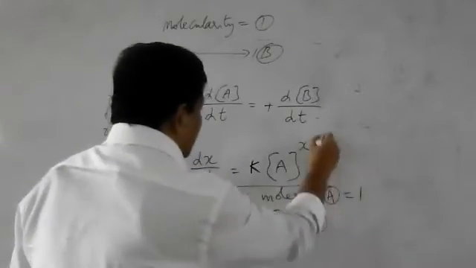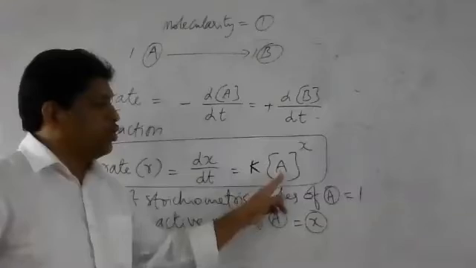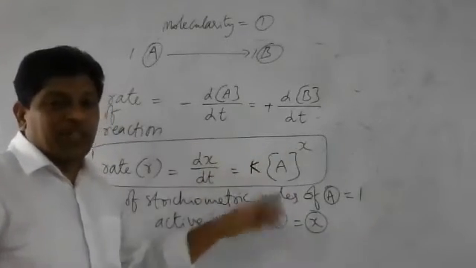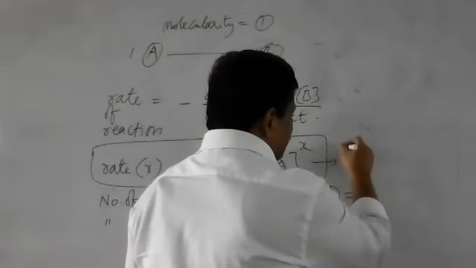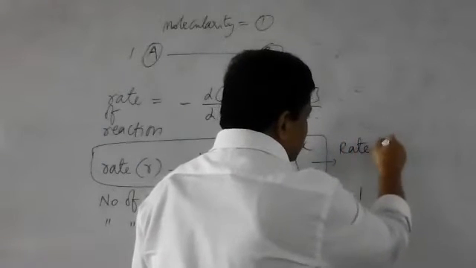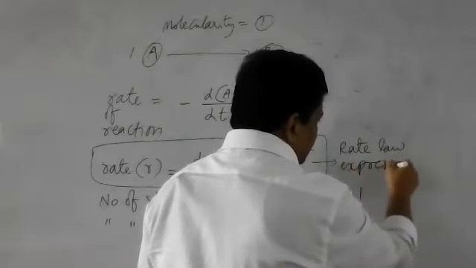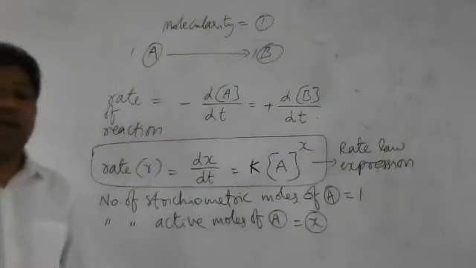Rate is equal to K, the rate constant, into A to the power of X, the reactant concentration to the power of X. This expression is called the rate law expression, or rate law equation.